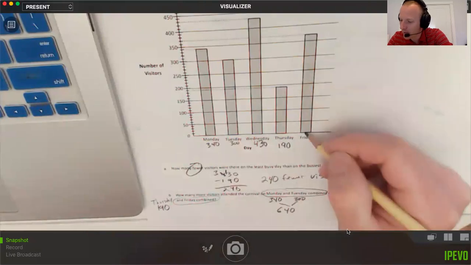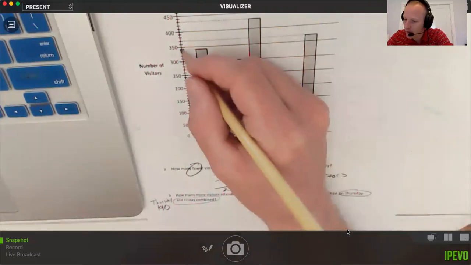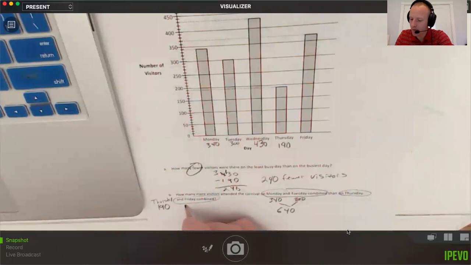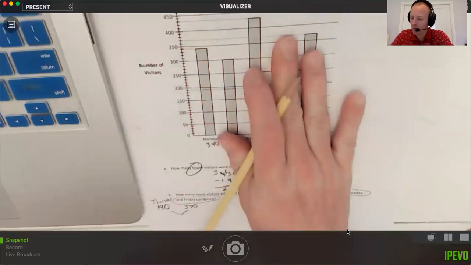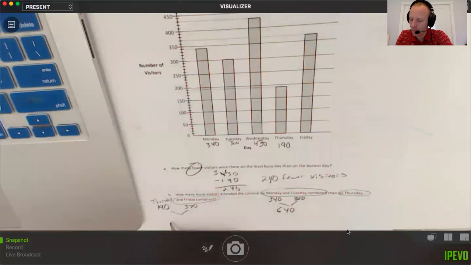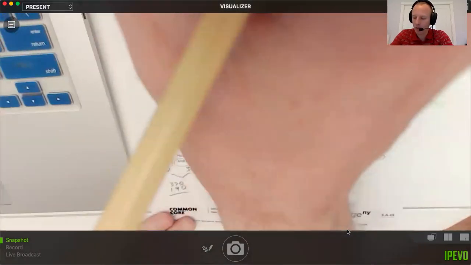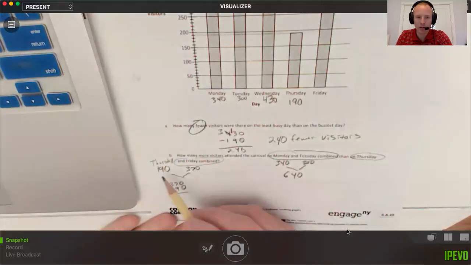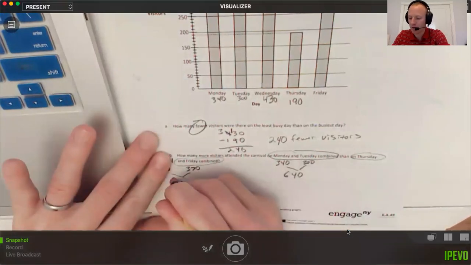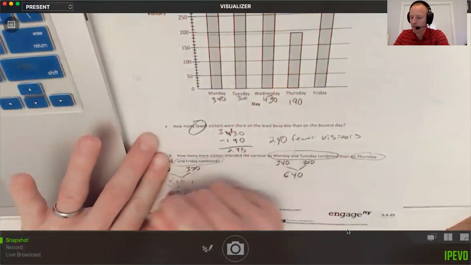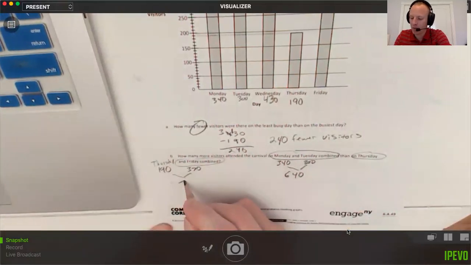And Friday is 350, 360, 370. So let's add 190 and 370. You can do it this way. This is a good one for mental math too. I would take 10 from the 370, give it to the 190, make it 200, and then add 200 to 360 to get 560. So let's do it that way. Use those mental math strategies you worked on.